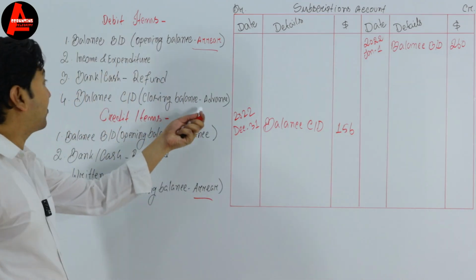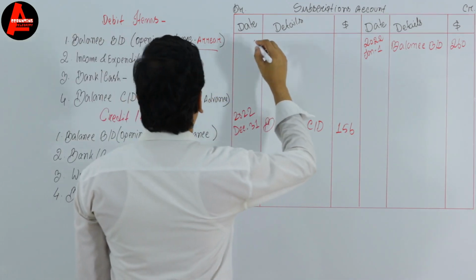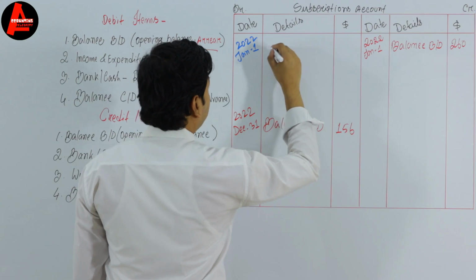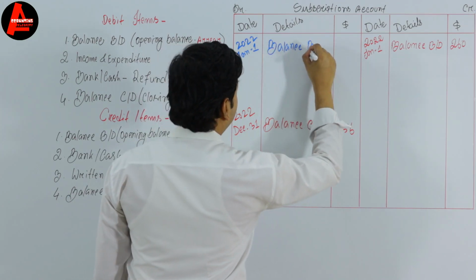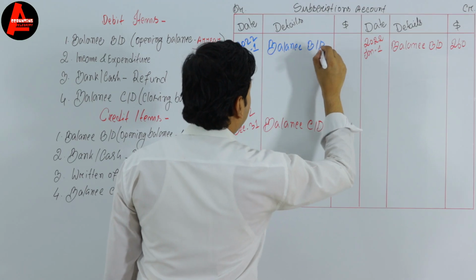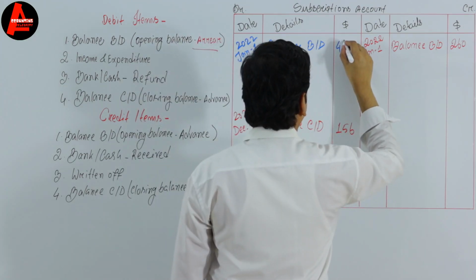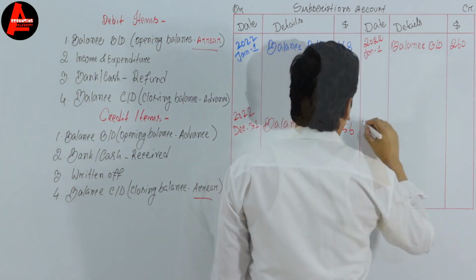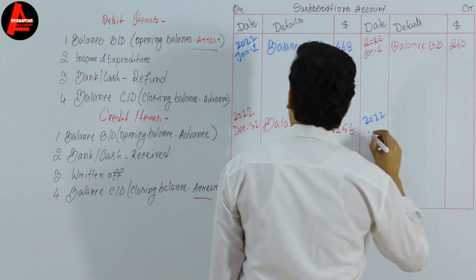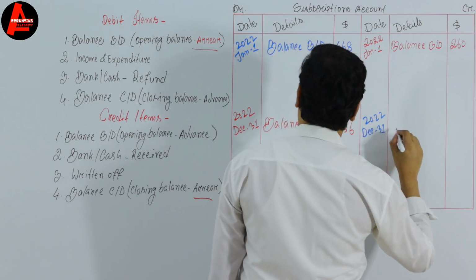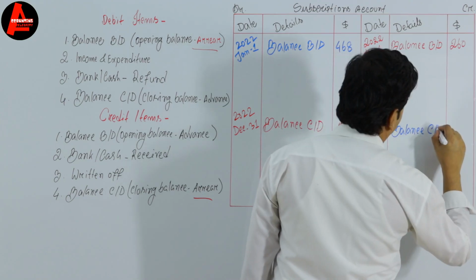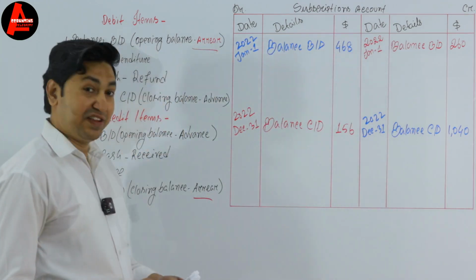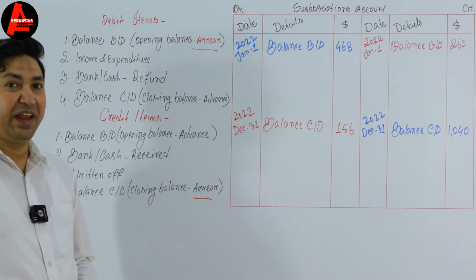So let us write this one first, balance BD. We write here the date 2022, January 1st. We will write here balance BD, which was the opening balance of arrears. The amount in the question is $468, and here we have one more arrears which is the closing balance. We write it as balance CD on the credit side, December 31st. It is balance CD. The amount in the question is $1,040.